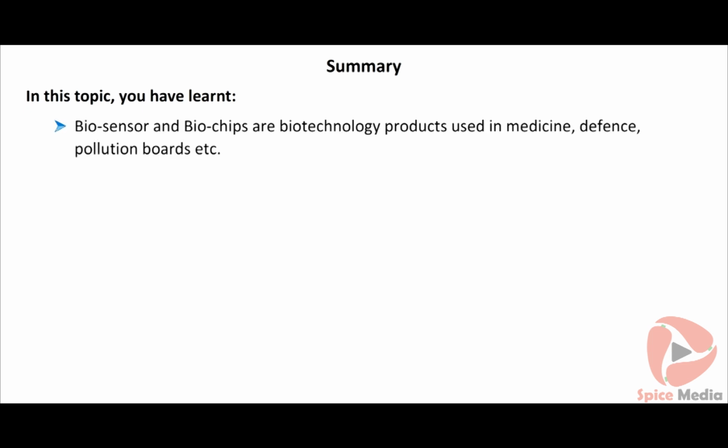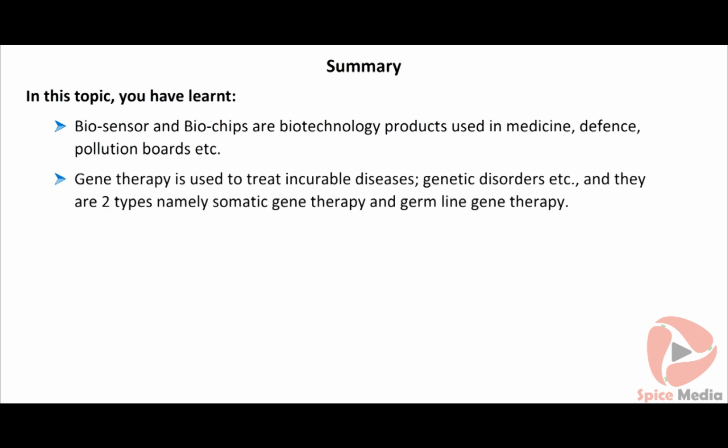Biosensors and biochips are biotechnology products used in medicine, defense, pollution control boards, etc. Gene therapy is used to treat incurable diseases, genetic disorders, etc. and there are two types, namely somatic gene therapy and germ-line gene therapy.